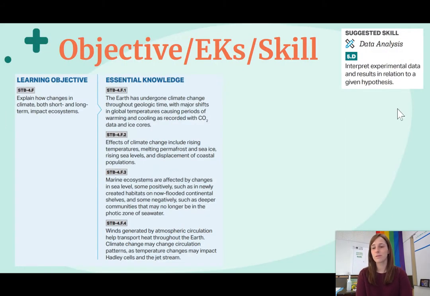The learning objective for today is that you can explain how changes in the climate, both short and long-term, impact ecosystems. Some of the essential knowledge that you're going to gain is the history of our global temperatures, how they've ebbed and flowed, what they look like now, the effects on the climate from these temperatures, how marine ecosystems are impacted, and how it also impacts bigger things like our entire atmospheric circulation.